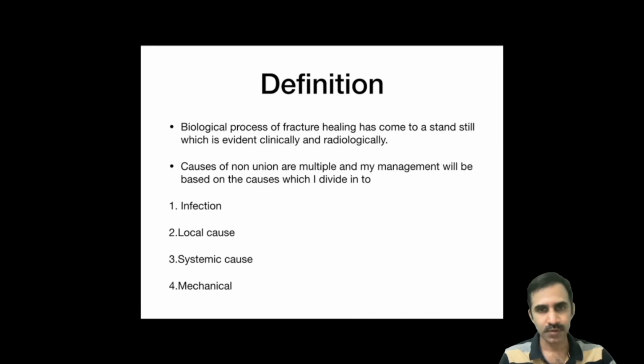If we go back to the previous slide, the most important thing in your viva is to defuse the question. If you structure your answer like this, that is, the causes of non-union are multiple and my management will be based on causes which I divide into infection, local causes, systemic causes, and mechanical causes, then the further answering of the viva will be easier.